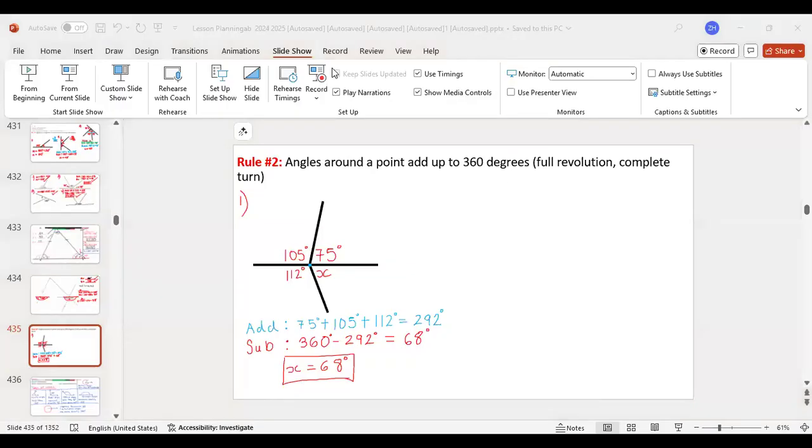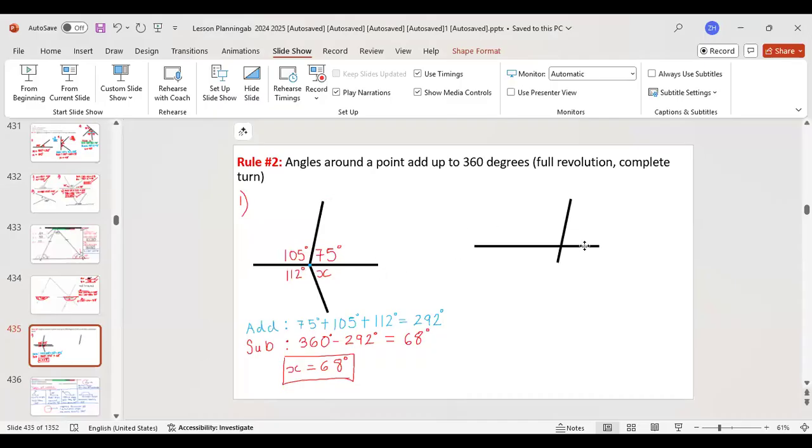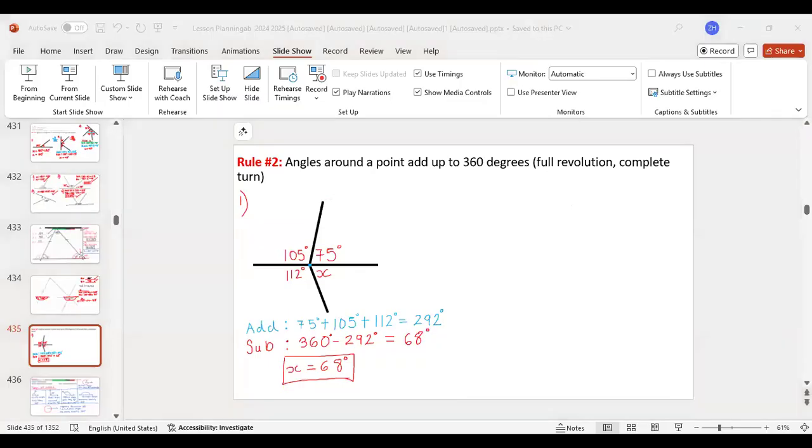I have a question, specifically for Kanan. Kanan, we did 2 rules so far. What are the 2 rules that we did based on the geometry rules? Angles on one line add up to 180 degrees, and angles around a point add up to 360 degrees. Very good, Kanan. So let's do one more example of this, and then we can get to the exercise.